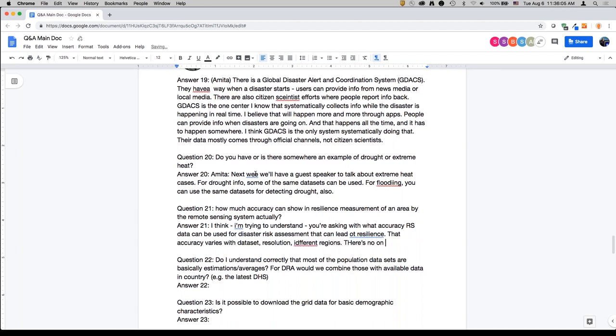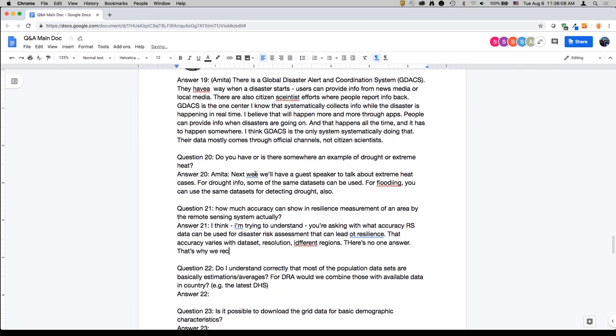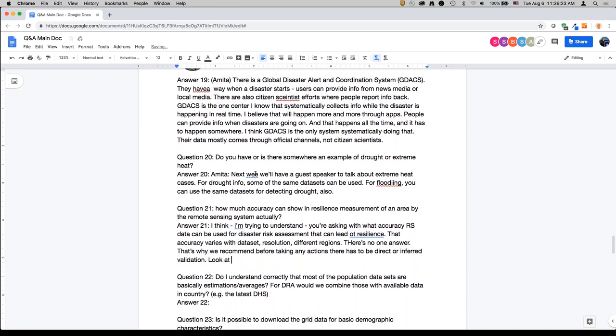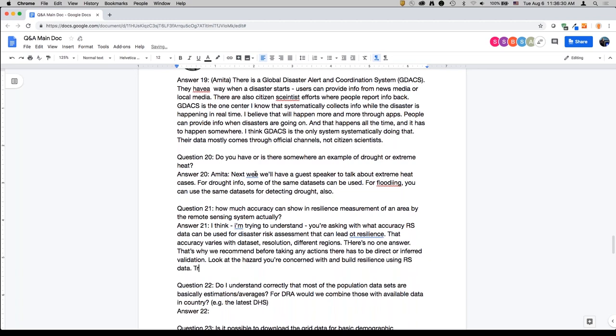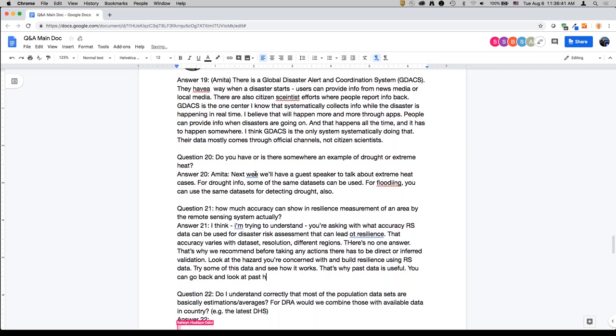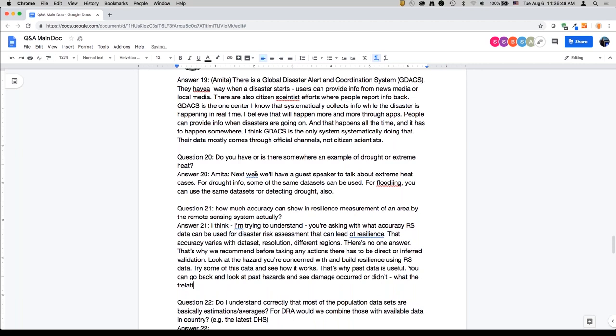And that's why we always recommend that before taking any actions, there has to be a direct validation or inferred validation, that you look at your region, look at the hazard or disaster that you are concerned with, and to build resilience using remote sensing data, try some of these data and see how it works in some cases. And that's why sometimes past data are very useful. You can go back and look at past hazard in your area and see what damage occurred, or what the impact was on ground from in situ data, and then try and relate remote sensing data to what happened in the past. And that gives you some idea how accurate remote sensing information was that you can use for building resilience.